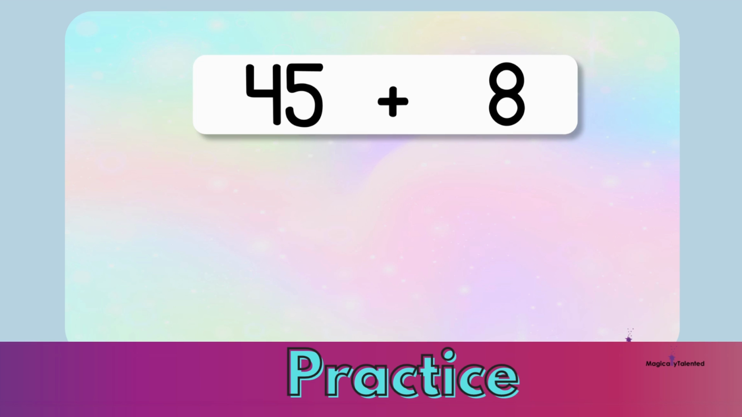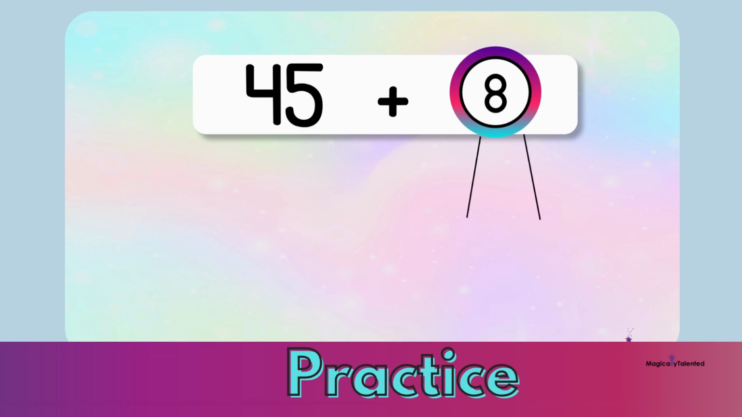Now let's try a few without our tens frames. Look at 45 plus 8. Let your eyes look at 45. What is the next 10? If you said 50, you are correct. And how many more does 45 need to get to 50? If you said 5, you are correct. Where are we going to get that 5 more from? You're right, we can get it from the 8. Let's zoom in on the 8. We can decompose the 8 into parts of 5. And if we take 5 away from 8, that means we'll have 3 left.